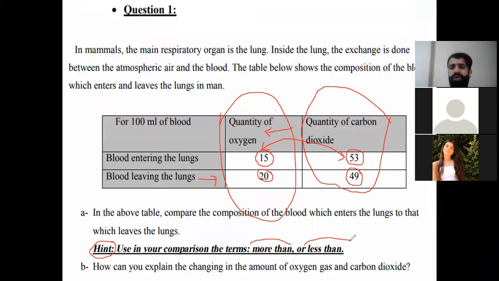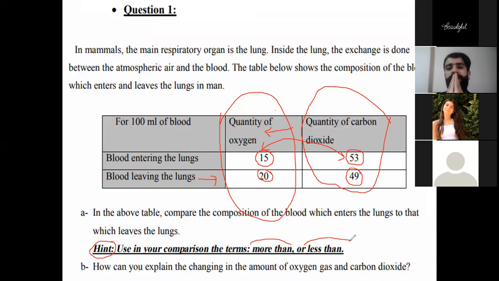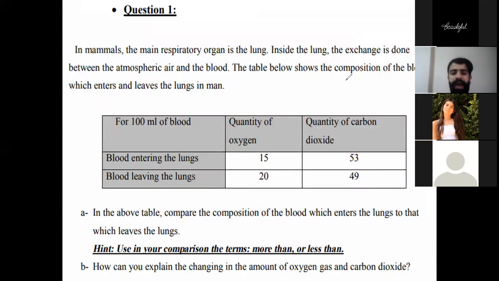Zahra, do you have a question or do you want to answer? No, I want to answer. Okay, yalla Zahra. Let's start the first step. I'm going to clear this writing, and let's start first with the quantity of oxygen. All of you, please pay attention because this is a very important application. Yalla Zahra.